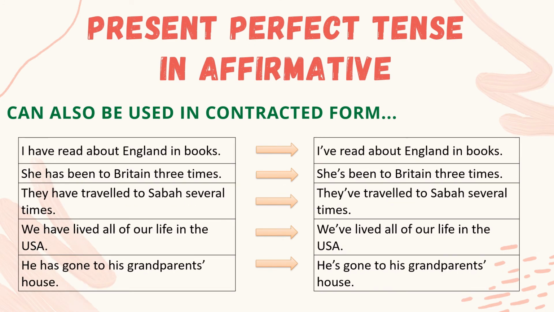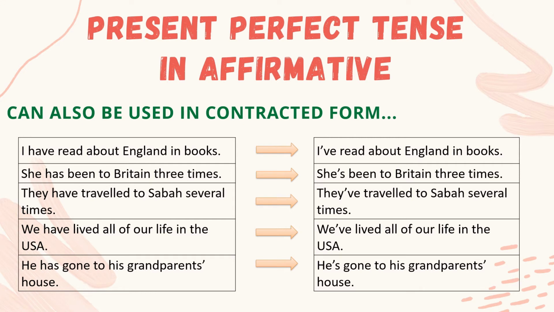Contracted form can be used in complete affirmative sentences as well. For example, I have read about England in books. So it will become I've read about England in books. She has been to Britain 3 times. It will become she's been to Britain 3 times.